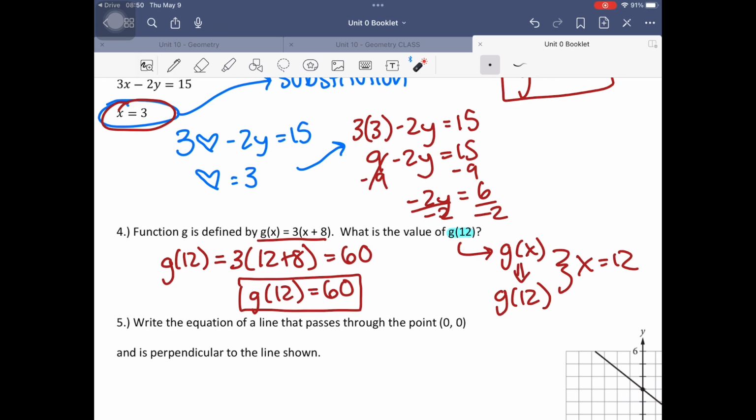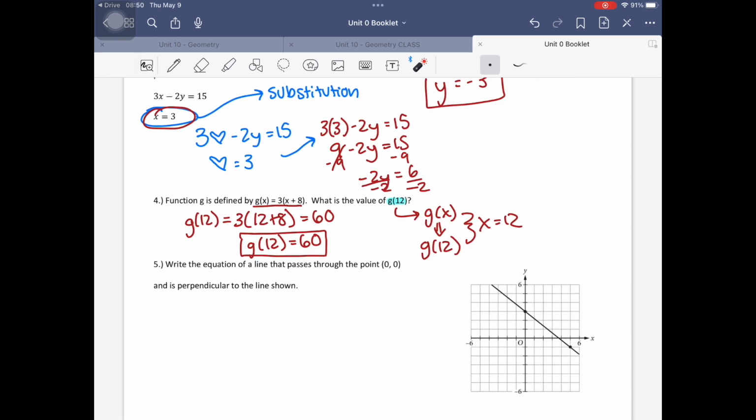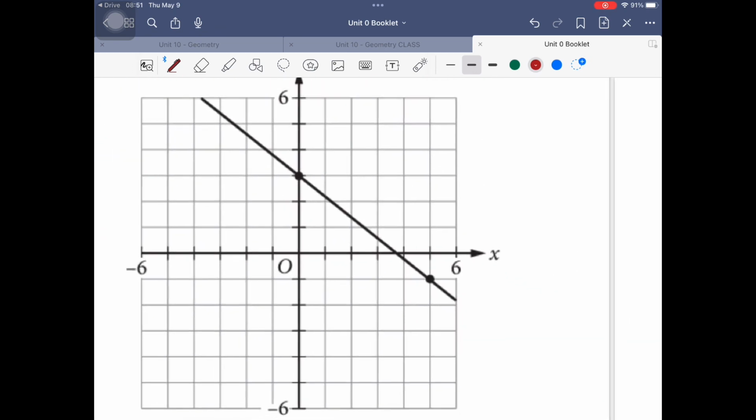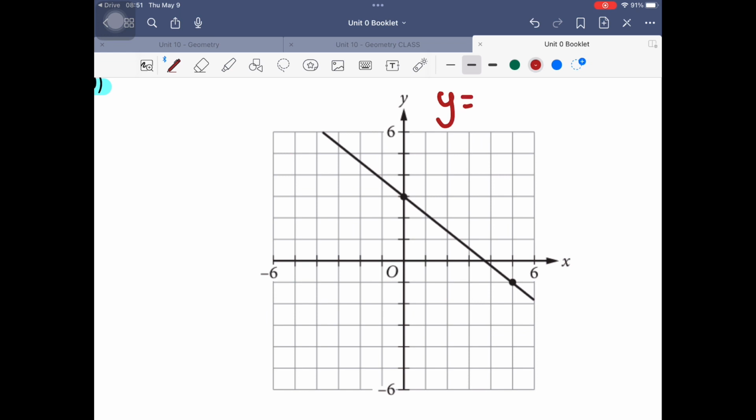Write the equation of the line that passes through the point 0, 0 and is perpendicular to the line shown. Okay, so the first thing that you need to do is find the equation of this line. I'm going to zoom in. So this is a line, so y equals mx plus b, right? Our b value is the y-intercept, which is 3. Now we need to figure out what our slope is. So let's go ahead and find that.